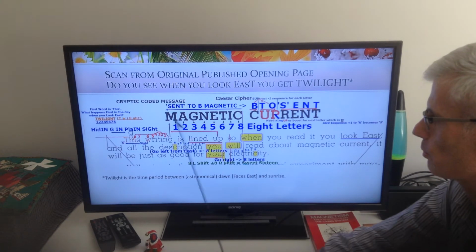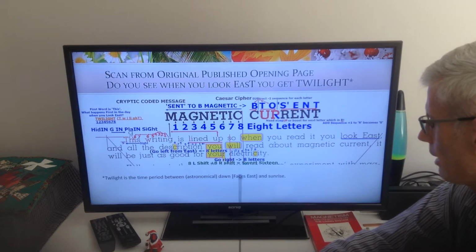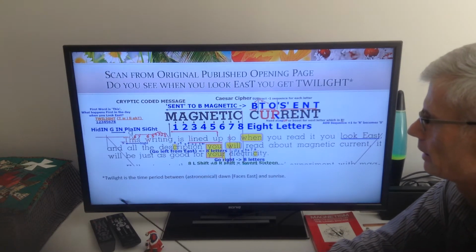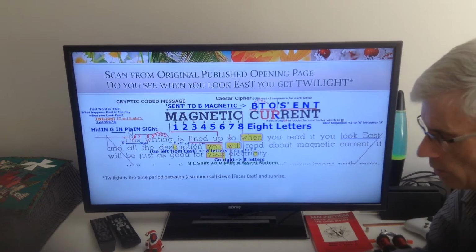Never mind. Okay, twilight is the time period between the astronomical dawn, faces east, and sunrise. So that's where you're looking east here. All right, next one.